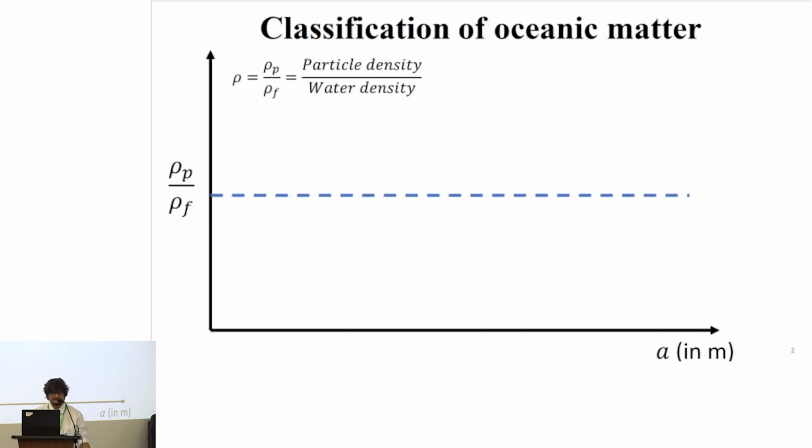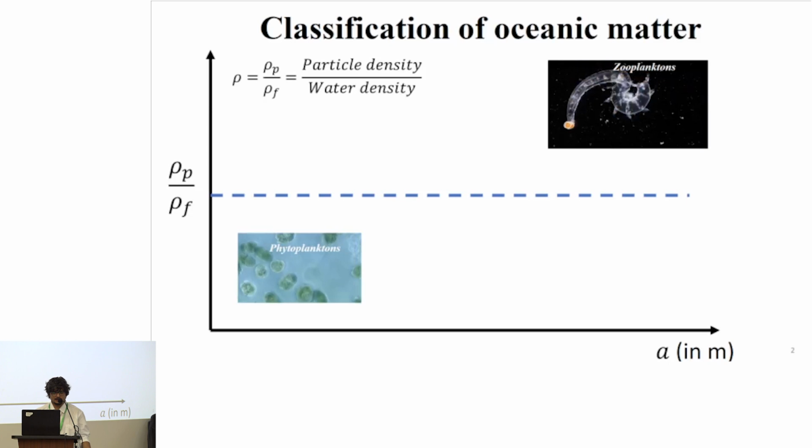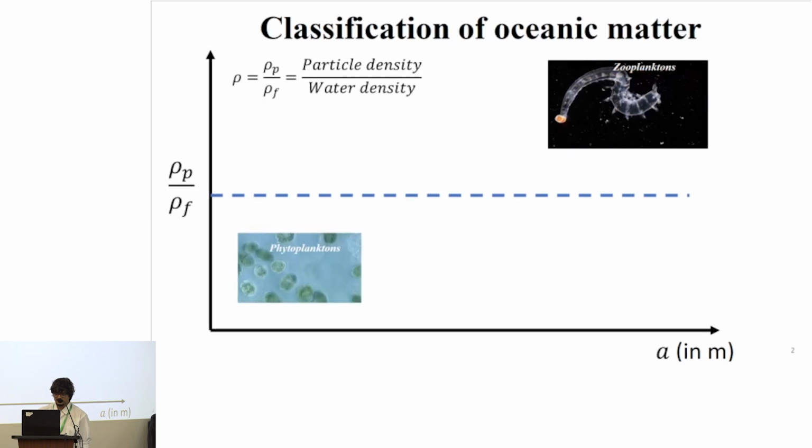Here I classify the different oceanic matter based on their density ratio and size. At the bottom I am showing phytoplankton, which are mostly found in aquatic water bodies, and they are typically lighter than water and smaller in size. Moreover, zooplankton are heavier than water and comparatively larger in size.